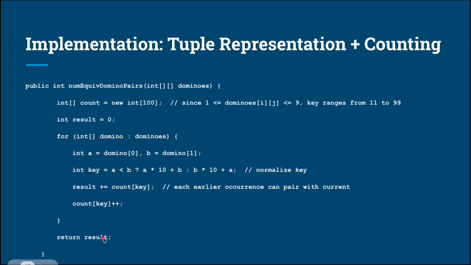This code will run in O of n time, because we go through all the dominoes with the for each, traveling to all the elements. It will use constant space, since domino values are limited to 1 to 9, which is super efficient, because n is less than or equal to around 40,000.